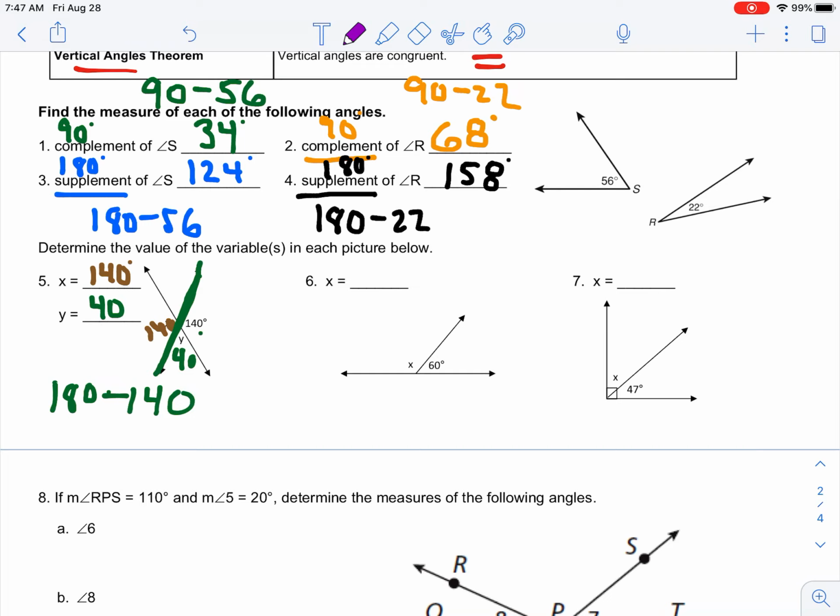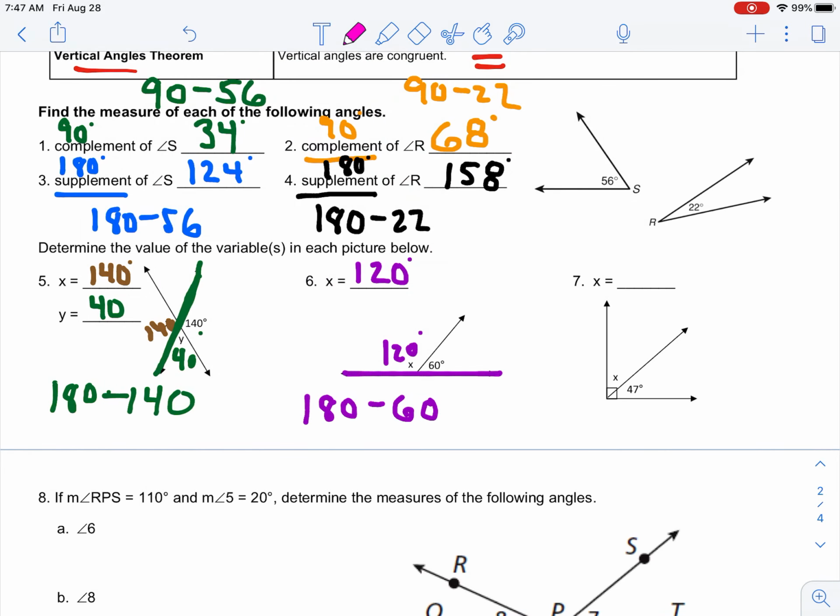All right, number 6. Number 6 gives us a picture of a linear pair. I have 2 angles that lie next to each other on a straight line. We know that a straight line has to add up to 180, so if I take 180 minus 60, it'll tell me how much is left, which would be 120, which makes sense. These two added together add up to 180.